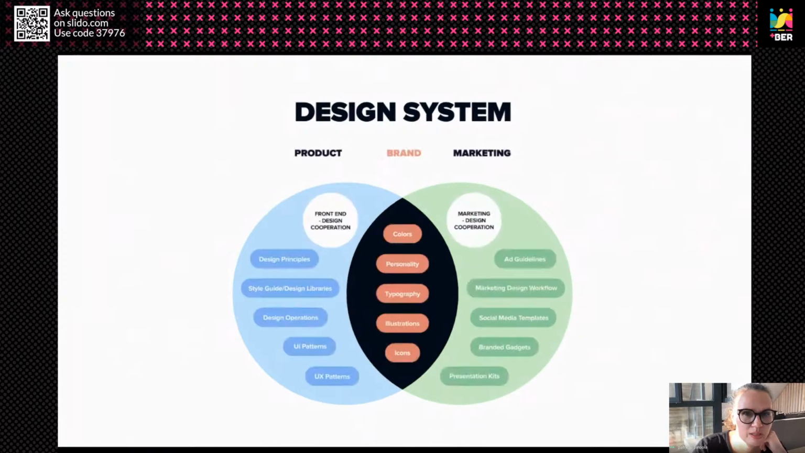In details, it looked like this. We have brand in the heart of the design system with all elements you would find in more advanced brand book. The guidelines and patterns for product and marketing emerge from the brand.